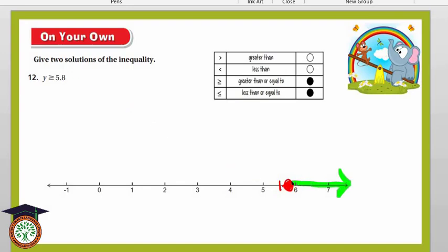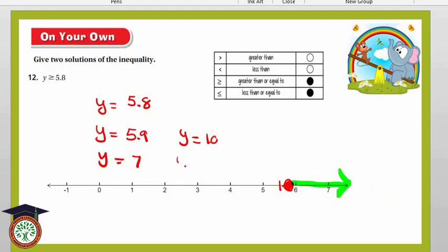Okay, he wants 2 solutions, so I can say that y equals 5.8 is a solution, y equals 5.9 is a solution, y equals 7 is a solution, y equals 10 is a solution, and so on, because I cannot draw all the number line in this direction. So I can just complete, I can say y equals what? 100 or whatever. Okay, so all of these are solutions for my inequality.